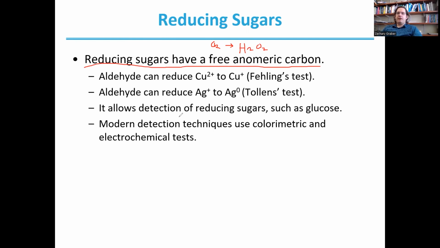So our reducing sugars can be detected in a wide variety of different ways. Fehling's test, for example, uses copper. So copper gets reduced, and we use that change in order to detect our sugar. Tollens' test uses silver. So again, reducing our silver with our sugar, and then detecting that change in the oxidation state of our silver. Both our colorimetric tests and our modern electrochemical tests use this similar sort of reactivity in order to detect our glucose concentration.